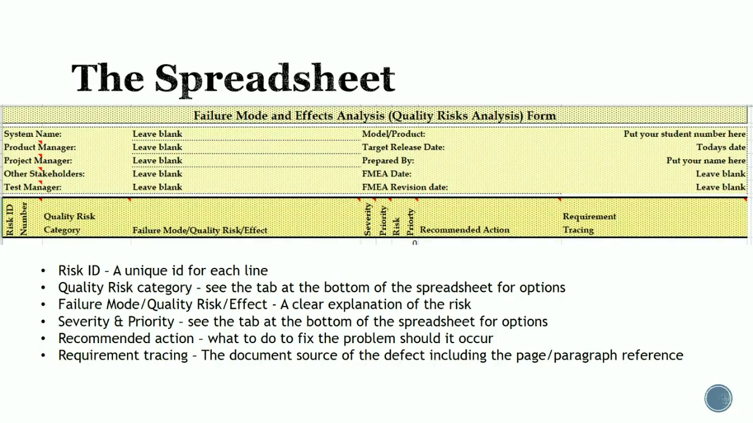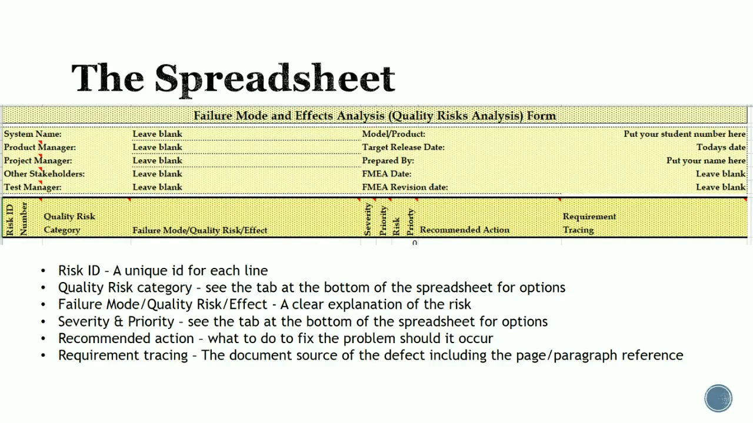In a rich environment, you will have an online cloud-based system to register all these things, and it will be managed and maintained there. We're poor university people, so we have a spreadsheet. The spreadsheet has a bunch of information at the top. Most of the things you can leave blank, but put your student number where it says put your student number here, today's date, and put your name here.